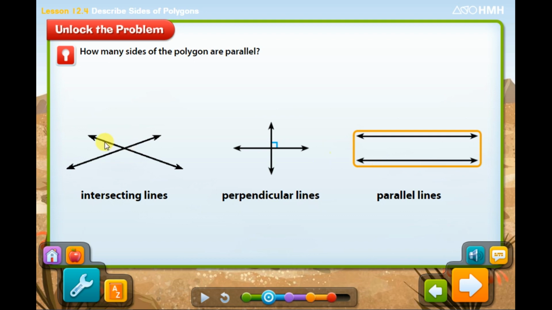So again, intersecting lines are the lines that meet and cross in one point. Perpendicular lines, when they meet, form the angle of a square between the lines. And parallel lines are the lines that walk side by side and never meet. So let's practice how we can identify the types of lines. Parallel lines are always the same distance apart and they don't form any angles.